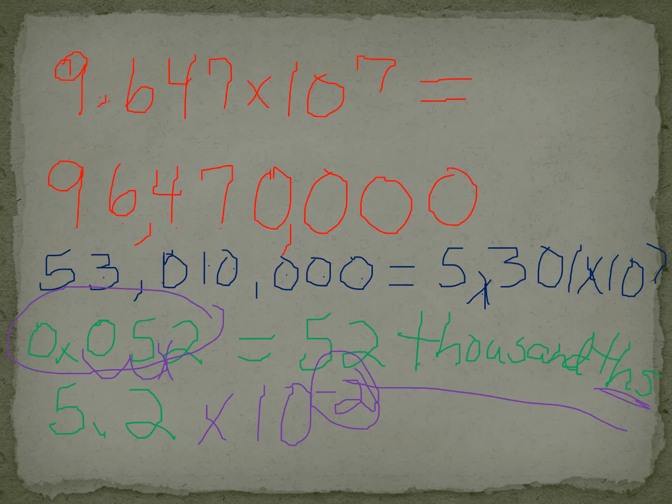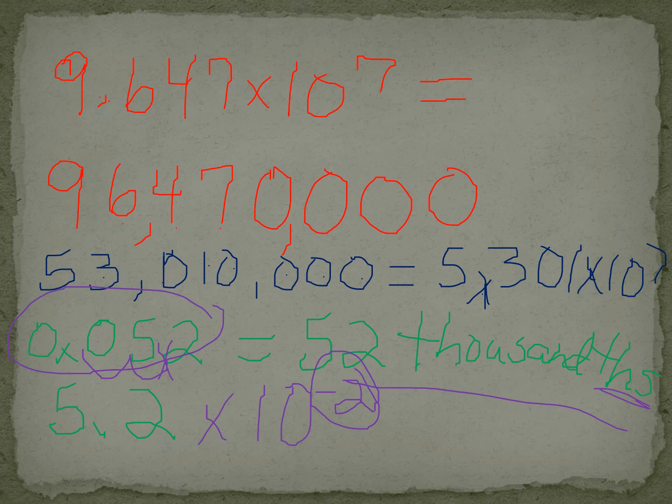Okay, so here was the blank slide that I apologize, I should have had that in a little bit earlier, to talk again about scientific notation. Okay, so here's another example. If I have this number, 9.647 times 10 to the 7th, and I want to write that number out in standard form.